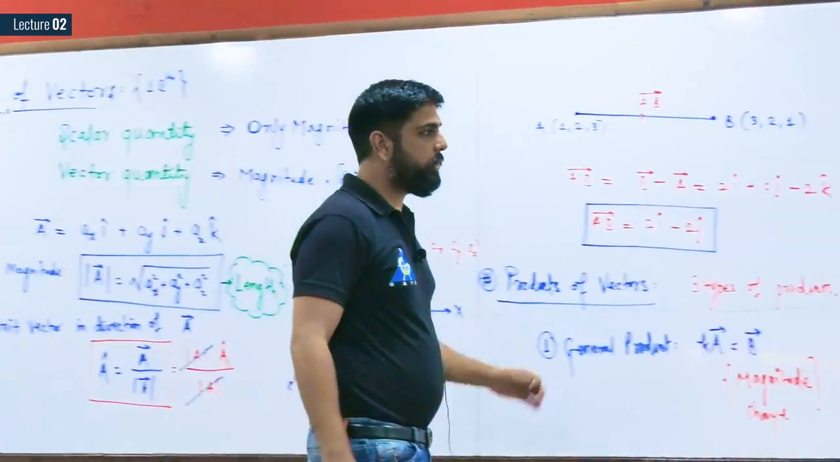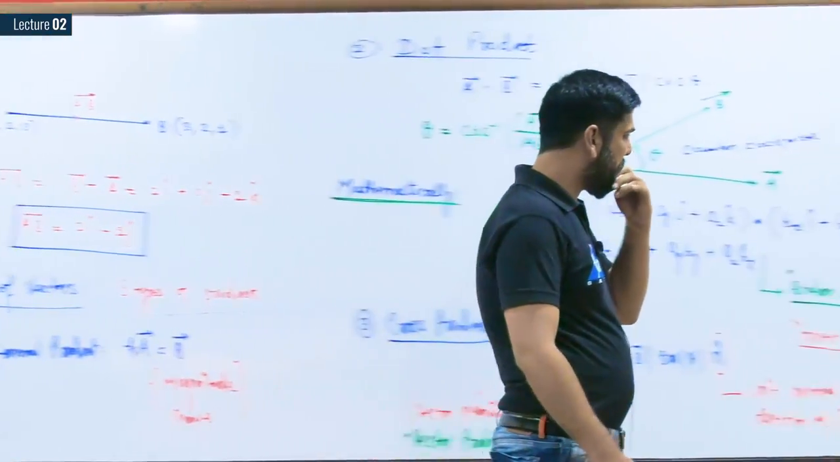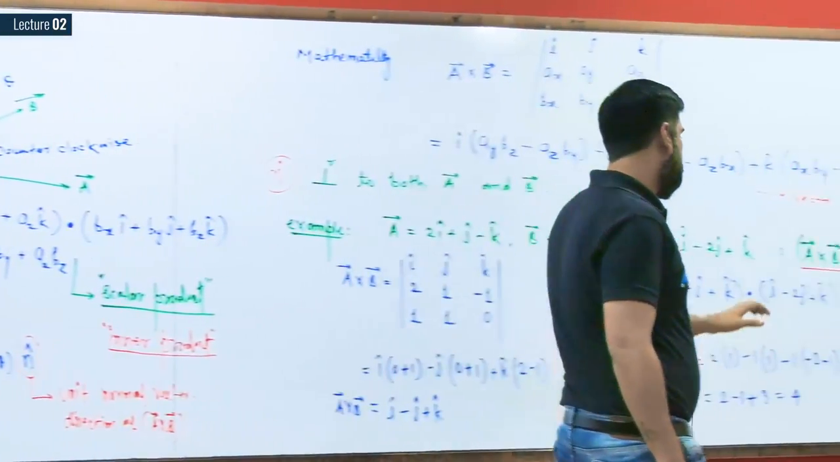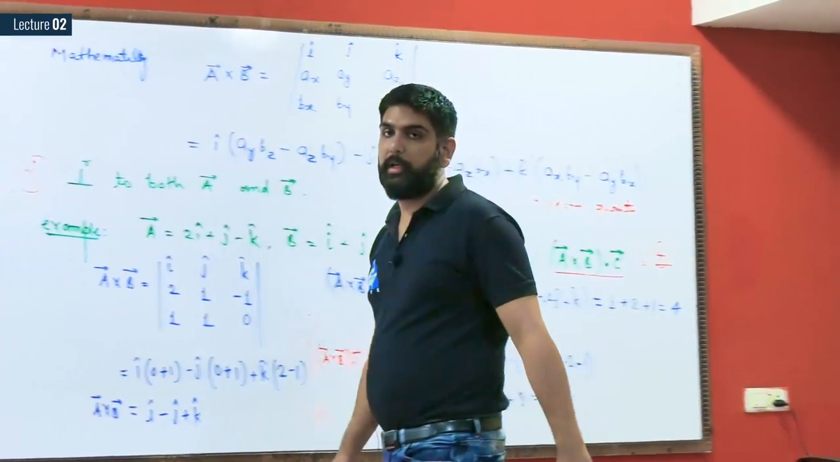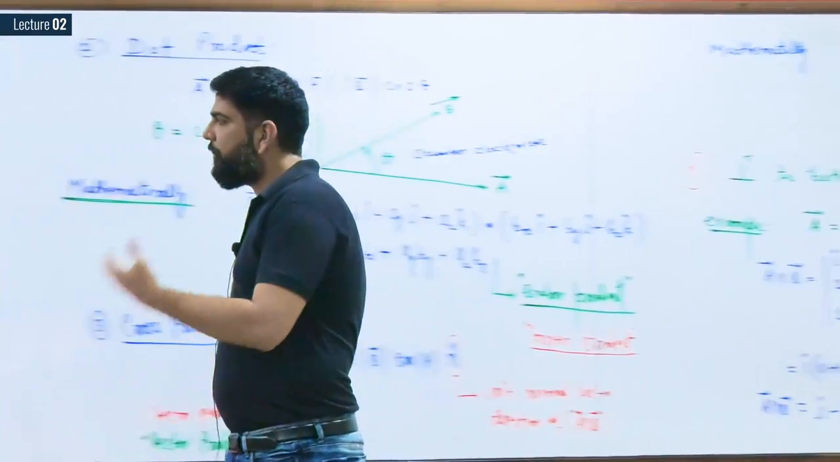So we are having only two types of vector products, that is the dot product and cross product, so we have the concept of dot product and cross product, but yes, if I am mixing the cross product with a dot product, then the resultant is a scalar quantity. So this is the example.